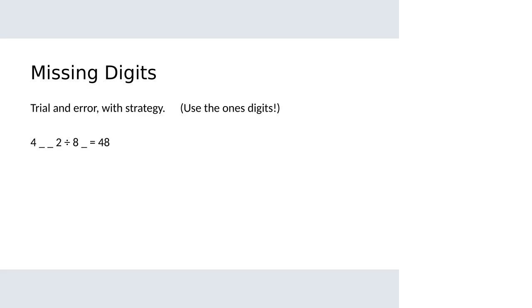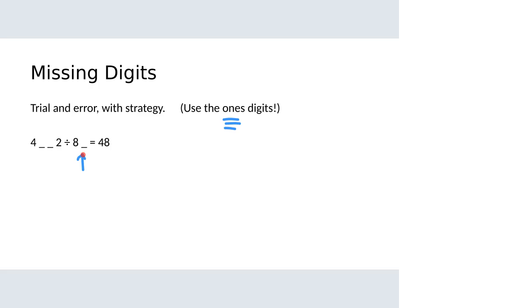Missing digits problems can be kind of fun. They're like puzzles to solve. There is a certain amount of trial and error involved in here, but we can have a strategy. And the strategy I want to share with you is taking a close hard look at the ones digits. Because if I'm given this problem, 4 blank blank 2 divided by 8 blank equals 48, and I want to figure out what numbers go in those blanks, I don't want to do this blindly. What I want to do is look at the ones digits, because that's going to help me figure out what goes in this spot right here.